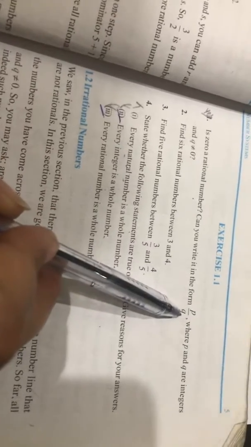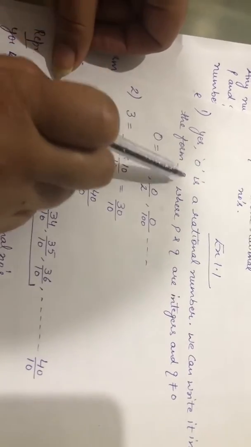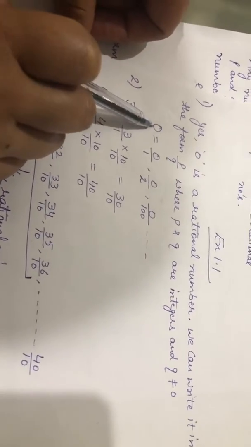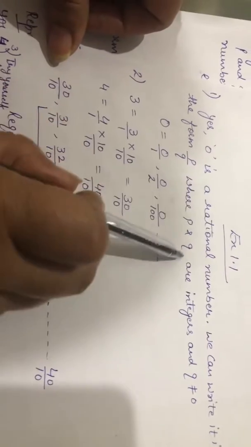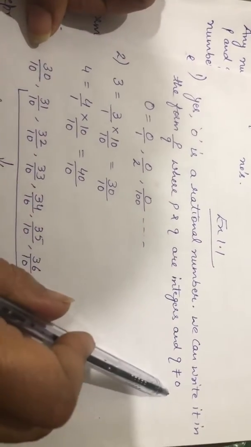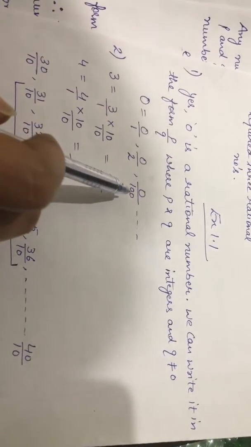Is 0 a rational number? Can you write it in the form p upon q, where p and q are integers and q is not equal to 0? So the solution of this question is yes, 0 is a rational number. We can write it in the form p upon q, because we can write 0 in the form of 0 by 1 or 0 by 2 or 0 by 100 and so on. So here both p and q are integers and q is not equal to 0. The denominator should not be equal to 0. So this was question 1. Yes, 0 is a rational number.